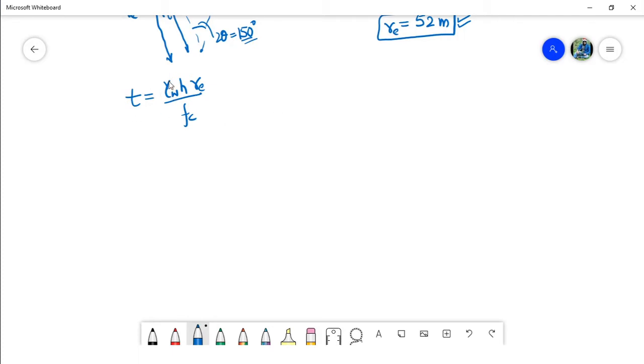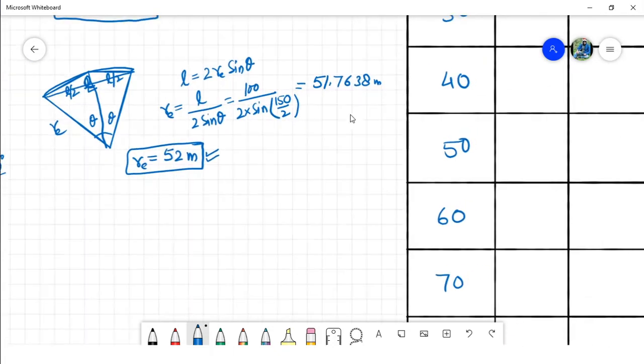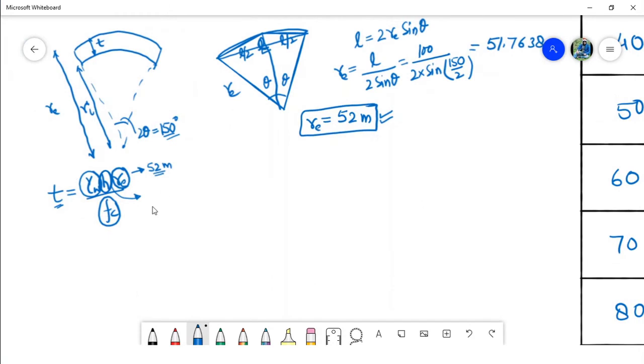So we know the value of this gamma W. We know the value of this FC. We know the value of RE, that is 52 meter, and since this is a constant radius arch dam, throughout the height this will be 52 meter. Now the only variable here is the height of the dam. So this thickness will vary with the height. How this will vary, we will see over here. Now remember this expression.